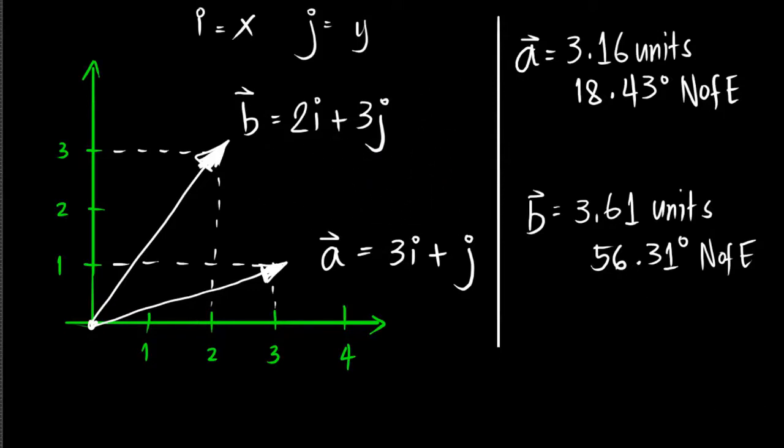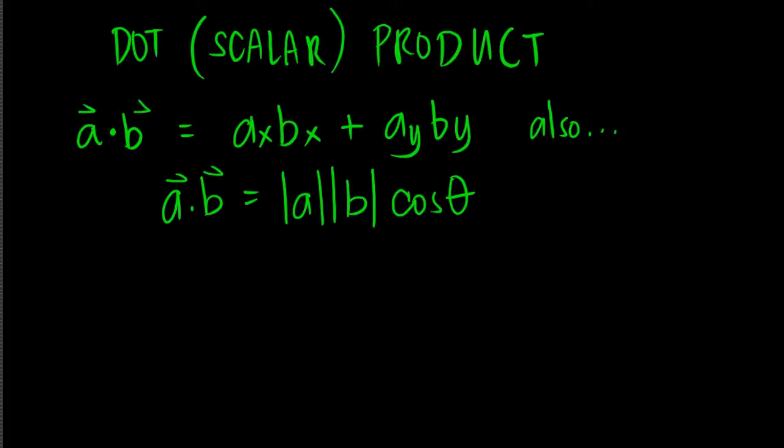Now, the dot product is next. For the dot product, we expect a scalar answer. So there should be no i or j, no component, it should be just one number. No angle. The process is that A dot B is equal to Ax times Bx, the x component of A times the x component of B, plus the y component of A times the y component of B.